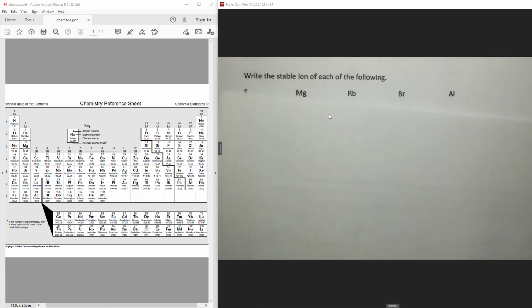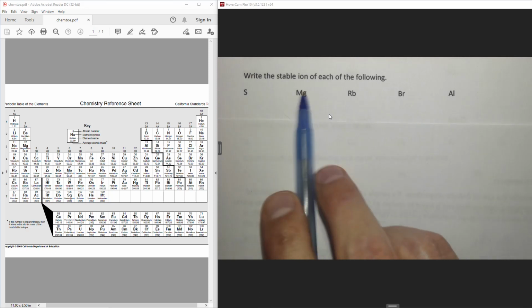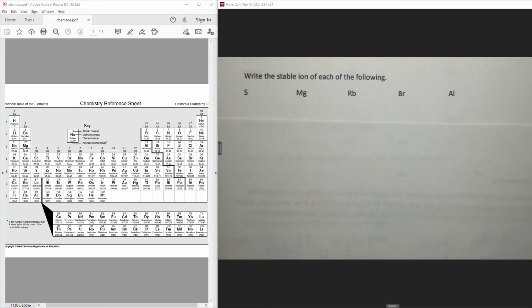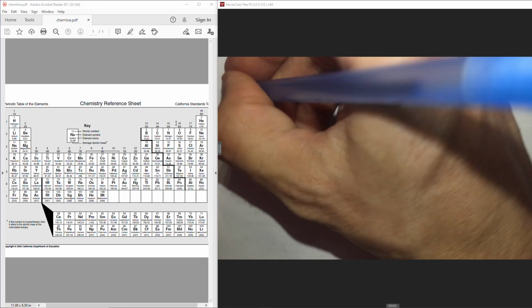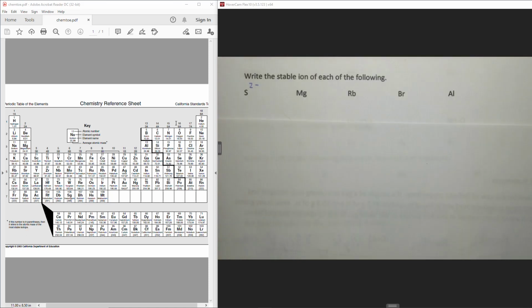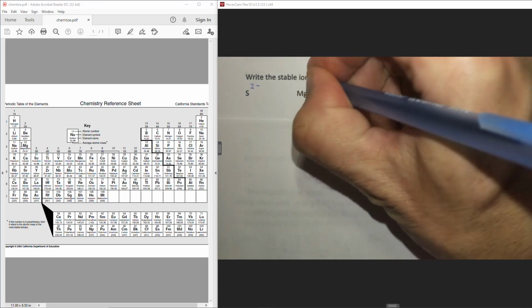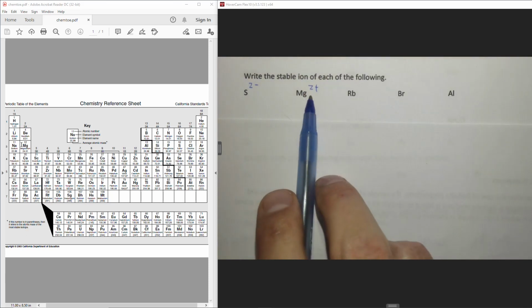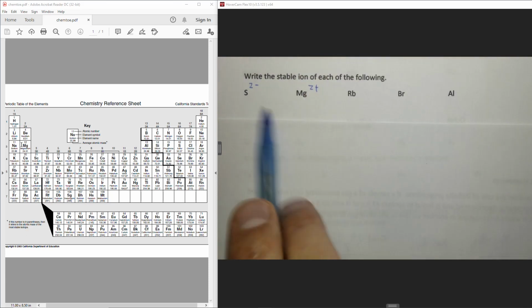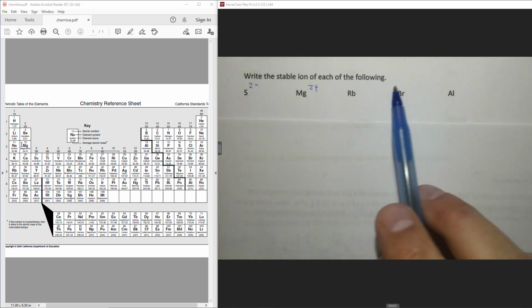Now we can relatively straightforwardly answer this question. Write the stable ion for each of the following. Sulfur is in 6A, so it likes to be S2-. Magnesium is in 2A. Metals like to lose electrons and get a positive charge, so it's 2+. This is an anion. This is a cation.